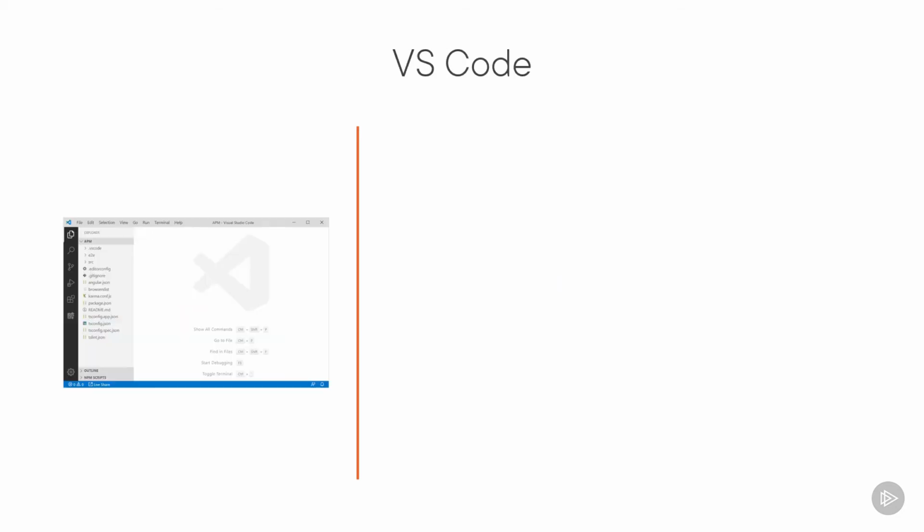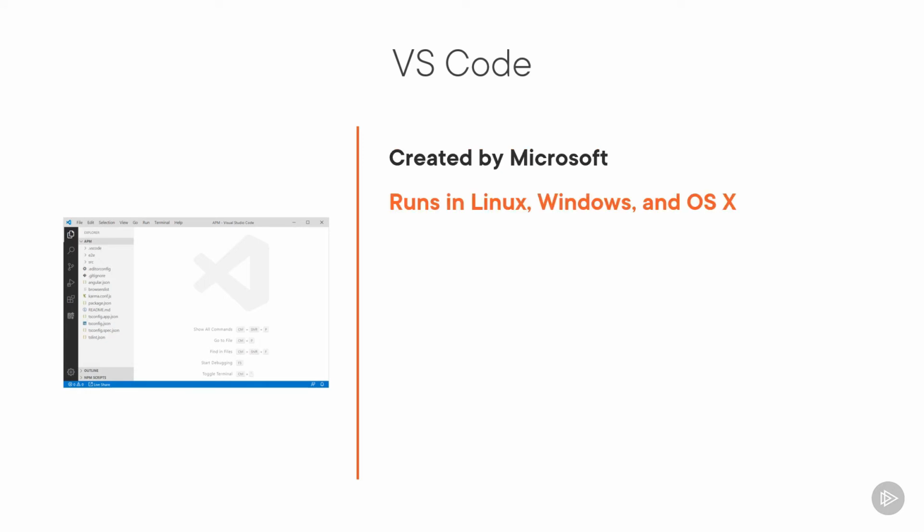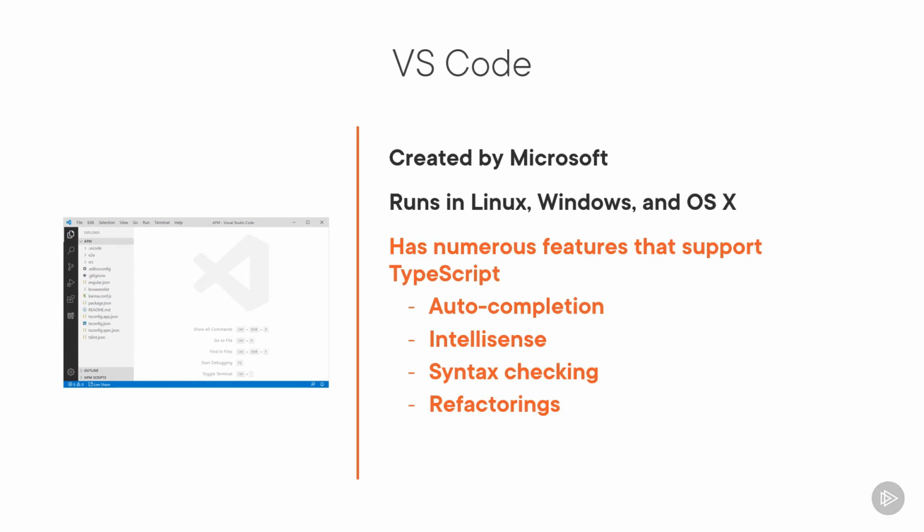So what is VS Code? It's a code editor created by Microsoft. It runs in Linux, Windows, and OS X on a Mac. It has great features that support TypeScript coding, such as auto-completion, IntelliSense, syntax checking, and refactorings. It also integrates well with source control, such as Microsoft's TFS and GitHub.